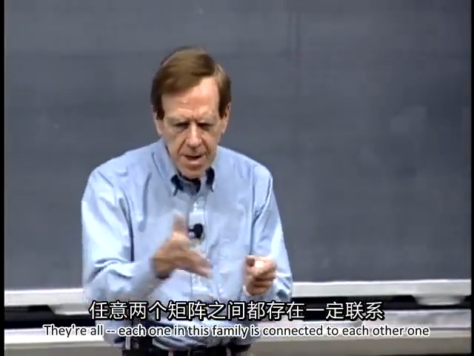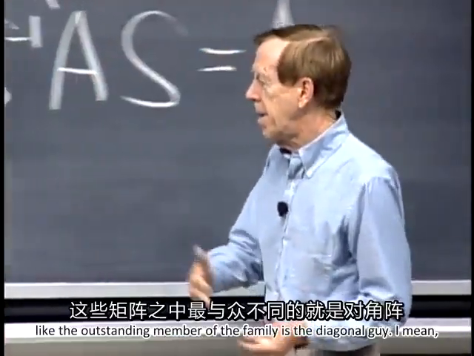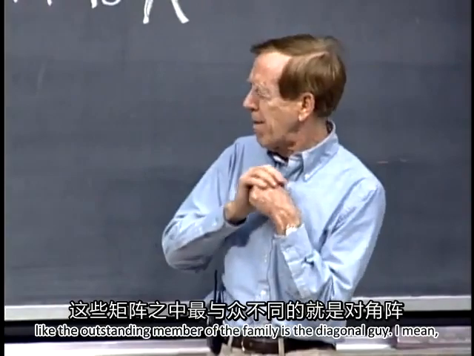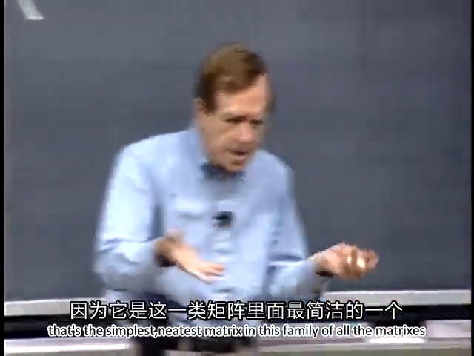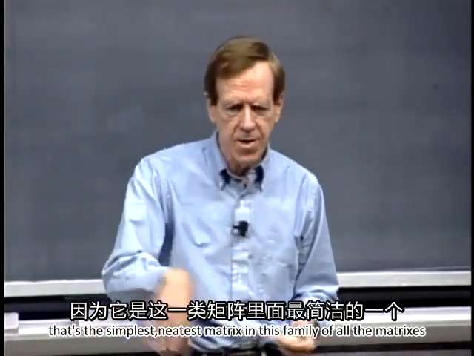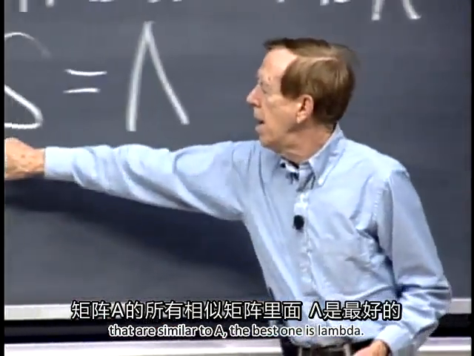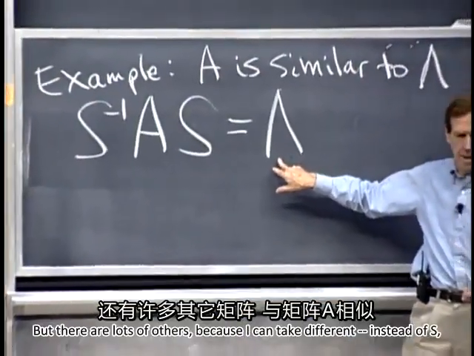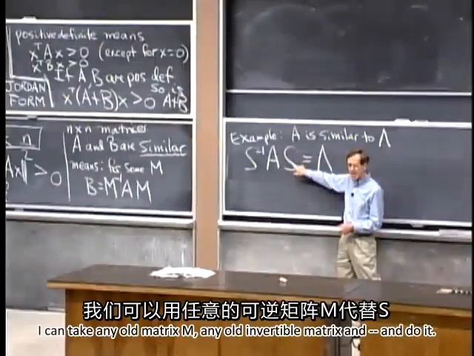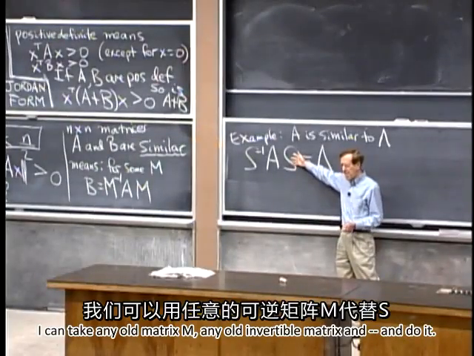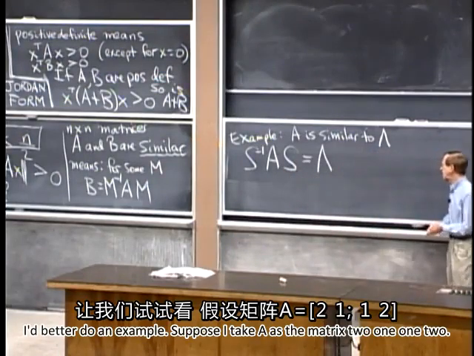Each one in this family is connected to each other one by some matrix M, and the outstanding member of the family is the diagonal guy. That's the simplest, neatest matrix in this family of all the matrices that are similar to A. The best one is lambda. But there are lots of others, because instead of S, I can take any old invertible matrix M and do it. I better do an example.